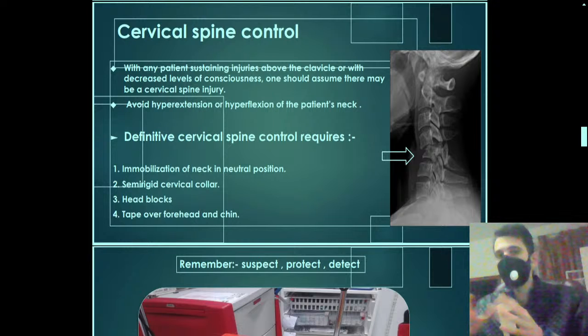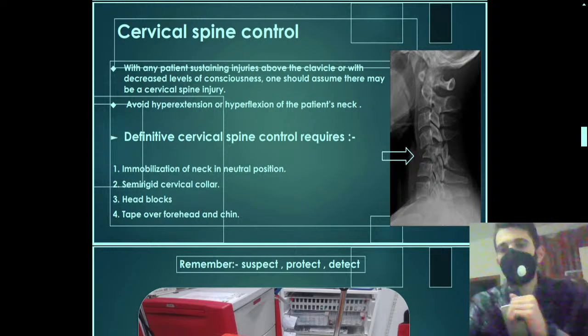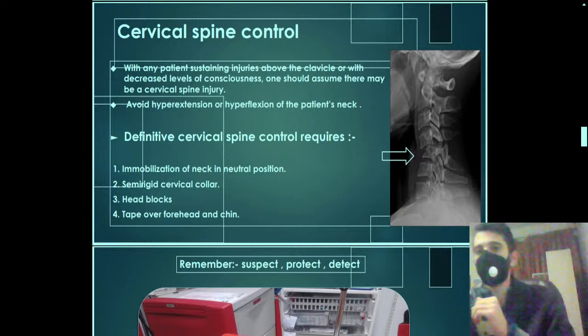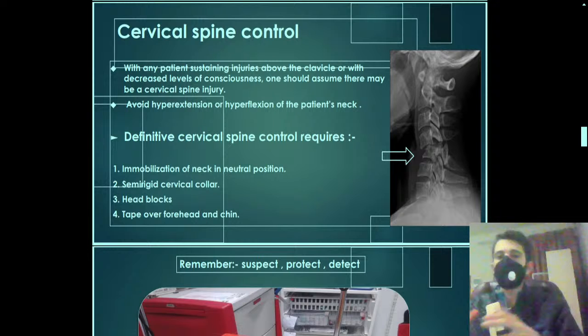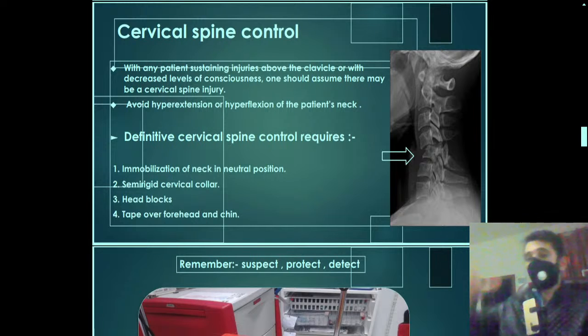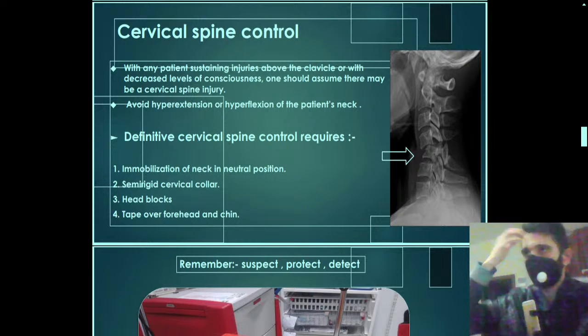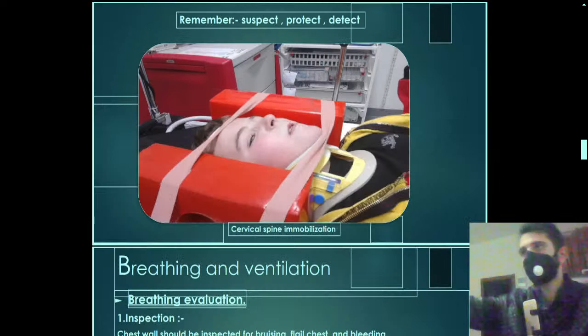How to immobilize the patient is another subject that we will be discussing here. Right away, of course, I will be discussing immobilization, and you will be understanding, hopefully: semi-rigid cervical collar, head blocks, and the tape over the forehead and chin, as you can see in this picture.